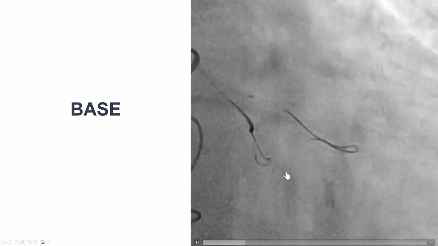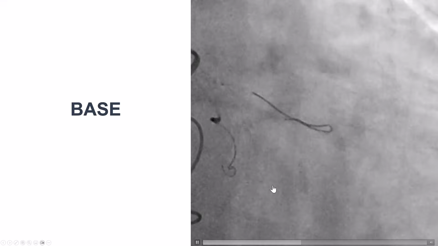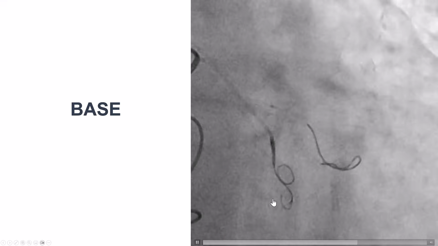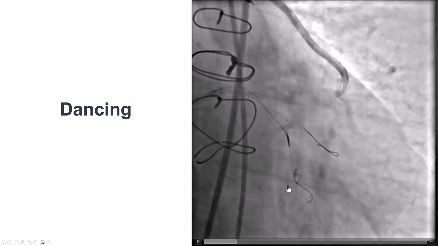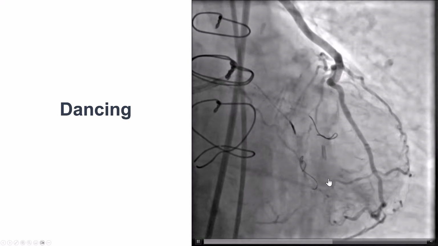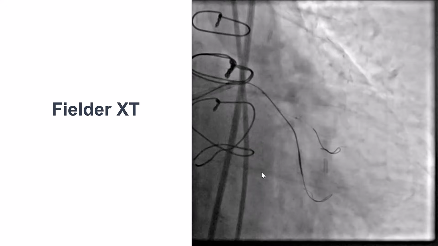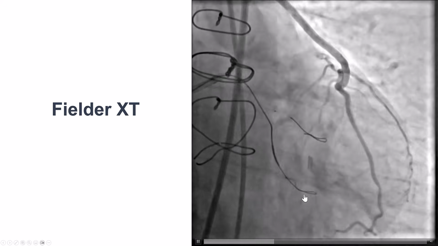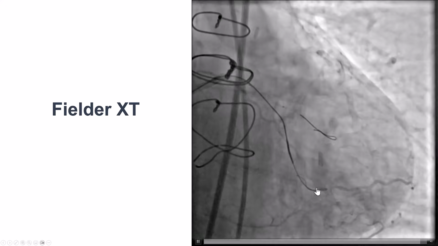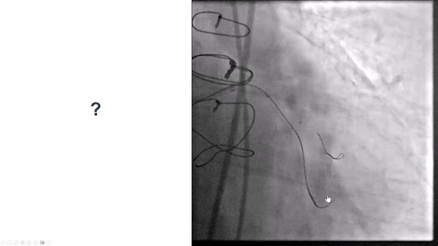And again, we want to make sure that we're going in the right direction. Contralateral injections. We ended up changing the wire for a Filter XT. And the wire here seems to be dancing along the second obtuse marginal, which was our original target. The Filter XT can create smaller knuckles. Again, here it seems to be going in the direction of the obtuse marginal, so this is encouraging.